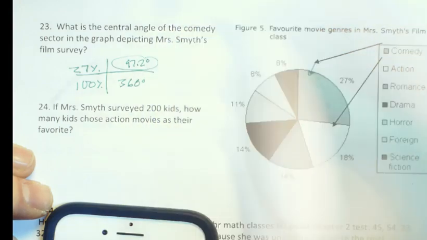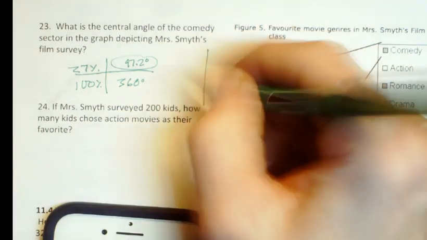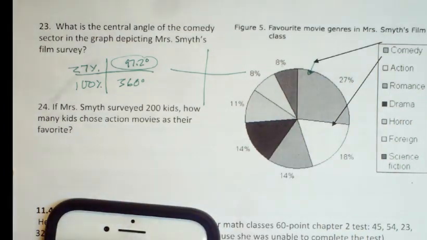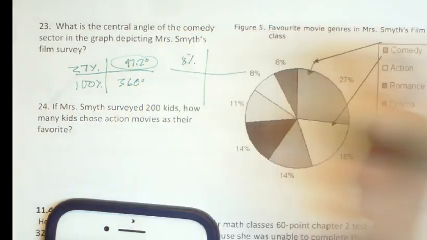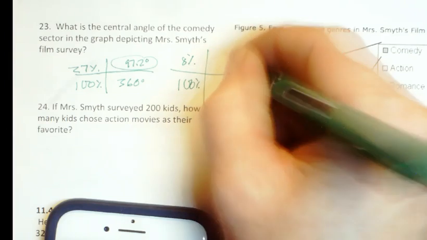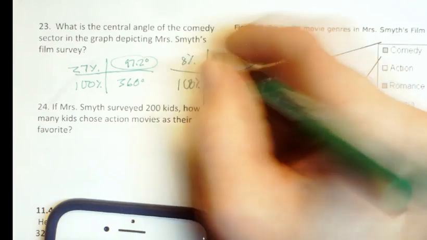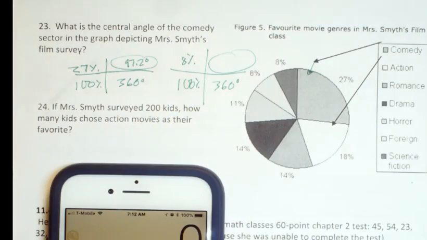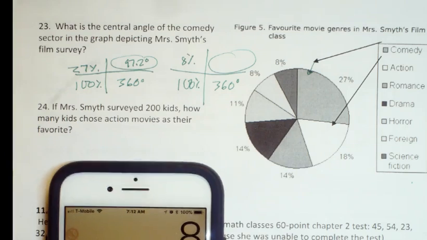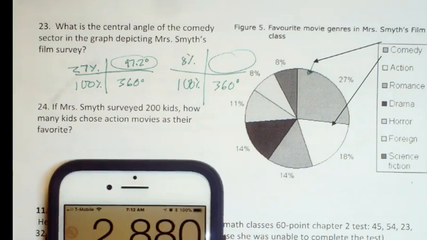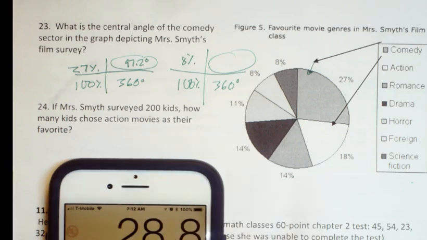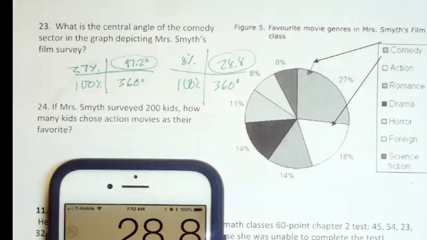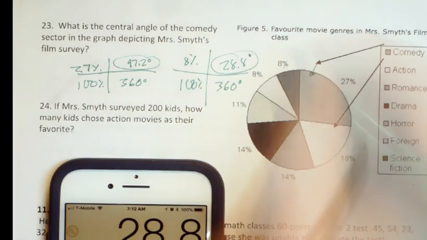97.2 degrees. I'm just going to do this in case you thought it was this 8% one. It's not, but it could be. Well, 8% out of 100% is like something out of 360 degrees. Because remember, 8% is the part, and this is the whole, so we've got three numbers, we can find the fourth. 8 times 360 is 2,880. We divide that by 100. That'd be 28.8. That's in case you thought the comedy was pointing to 8%. That'd be degrees.